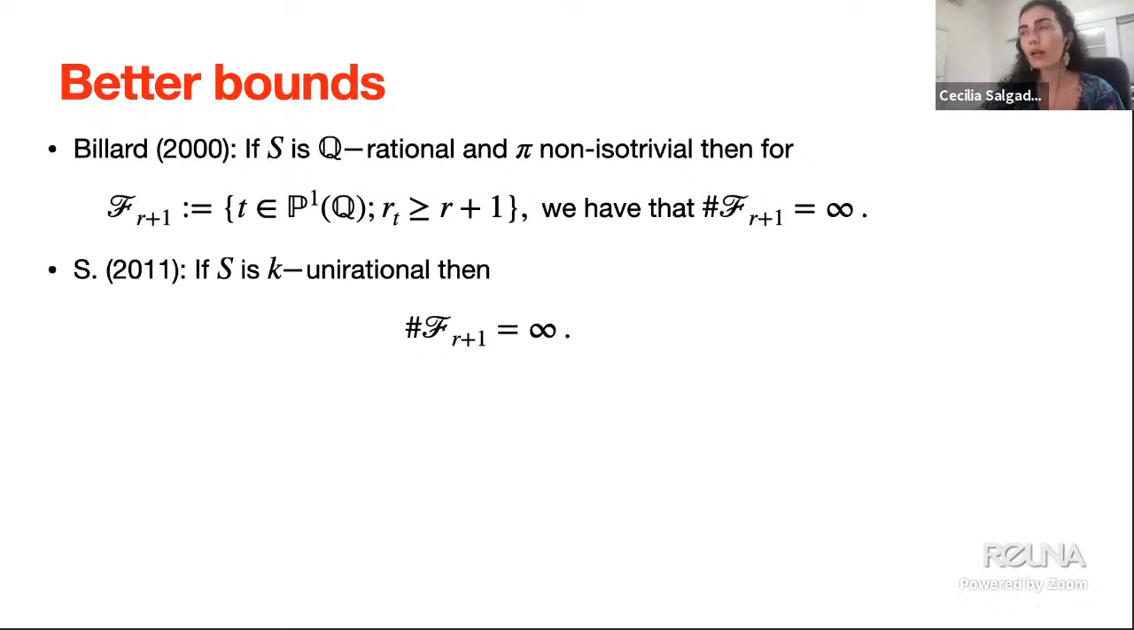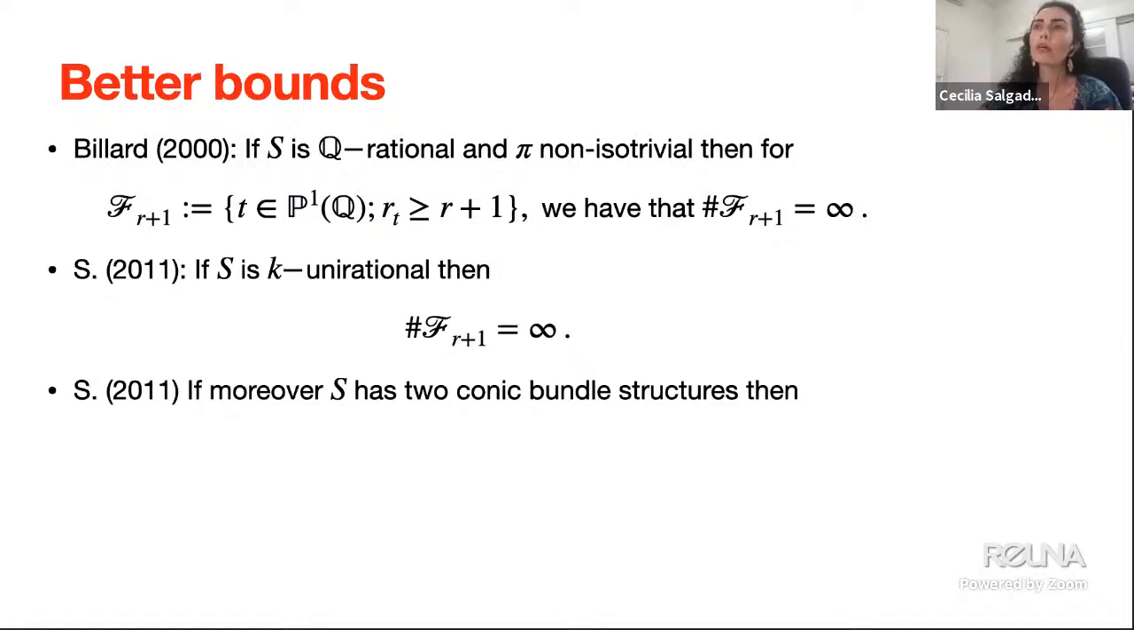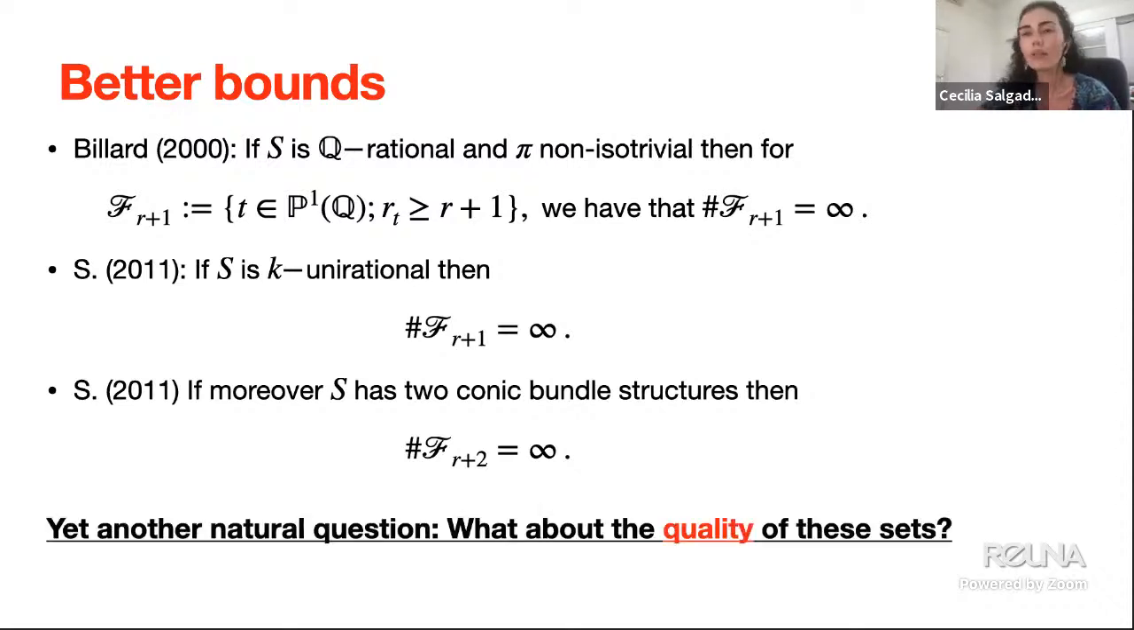But I got some better bounds also. Under a more restrictive hypothesis, which is that the surface has at least 2 conic bundle structures over K, I showed that the rank jumps by at least 2 in an infinite set as well. So now we have a lot of relations between the generic rank R and the special ranks RT. And again, what's next? What's the next natural question? The next natural question is, what about the quality of those sets?